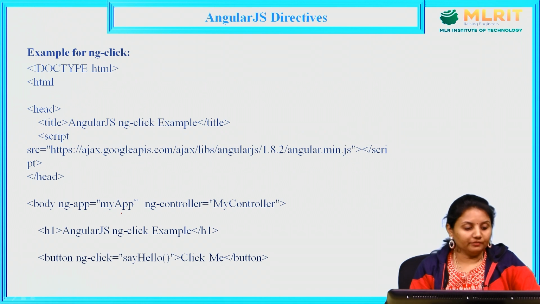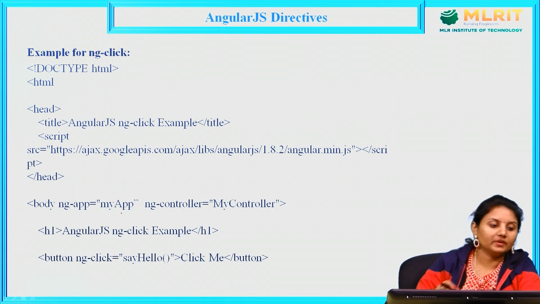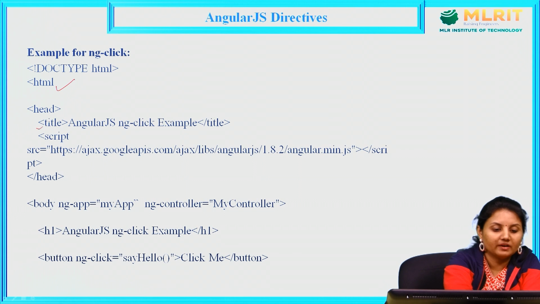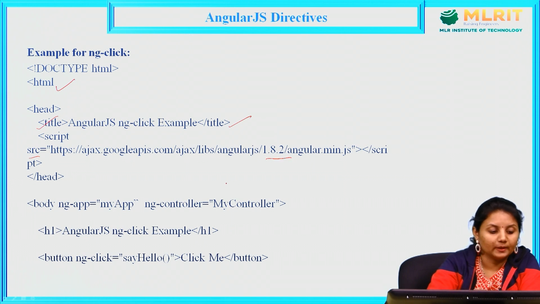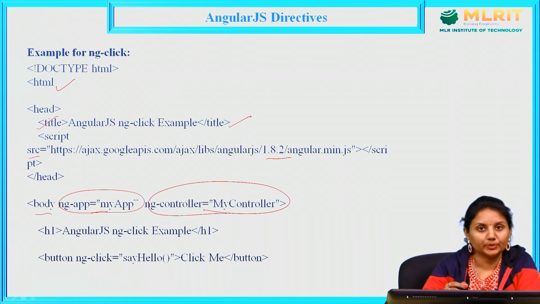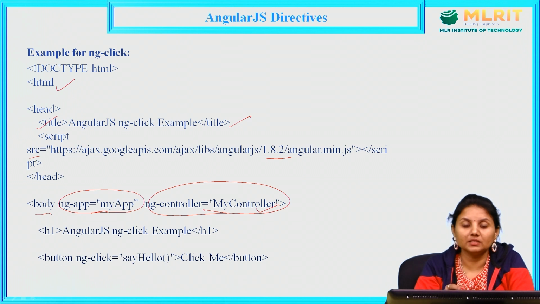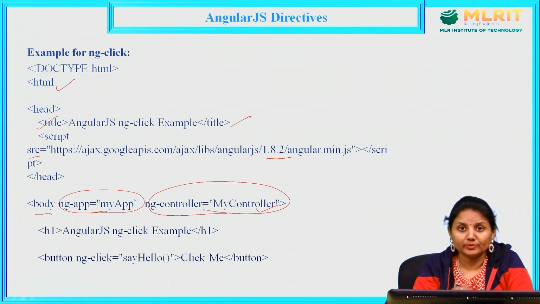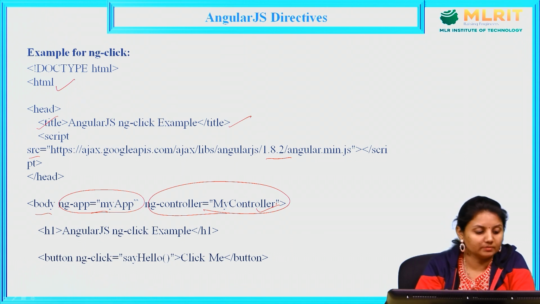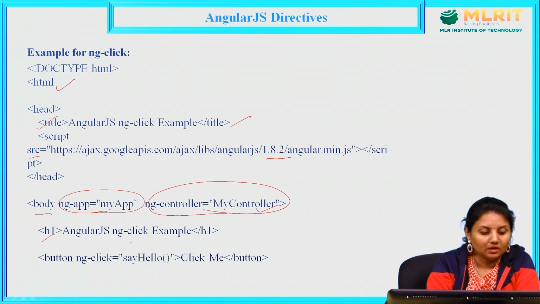Then the example for ng-click, if you see here, we have HTML. In the head part, we have the title tag, which just gives the title. In the script part, you have the source, and this is your AngularJS link. Then in the body, ng-app is my app, the name, and ng-controller is my controller. Here it is binding the business logic with your HTML so that it manages everything.